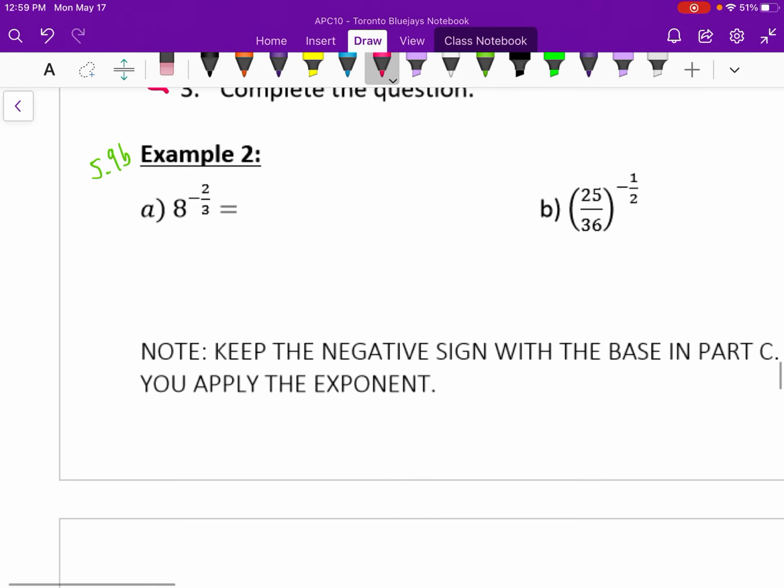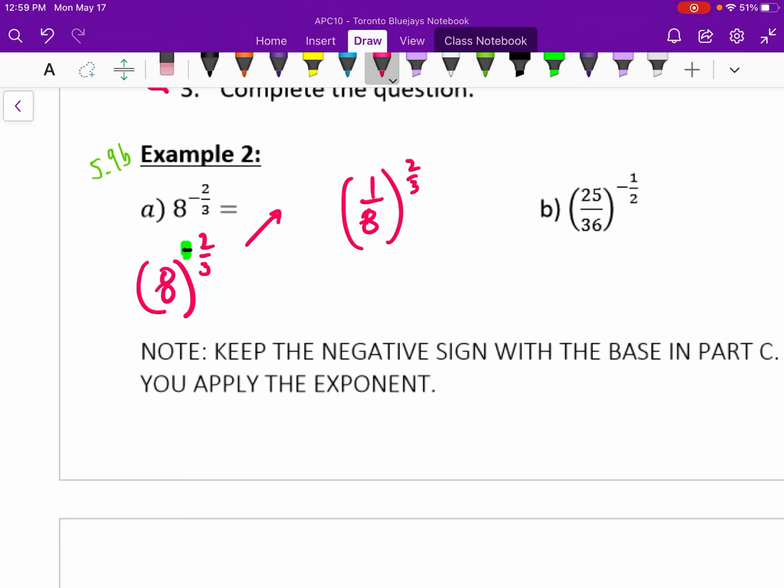I'm going to do example 2 as follows. Now, when I see negative 8 to the power of negative 2 over 3, I'm going to write 8 to the power of negative 2 over 3, like that. That's what it means. So as I'm writing this, I can simply take the reciprocal of 8. And that is 1/8 to the power of 2 over 3.